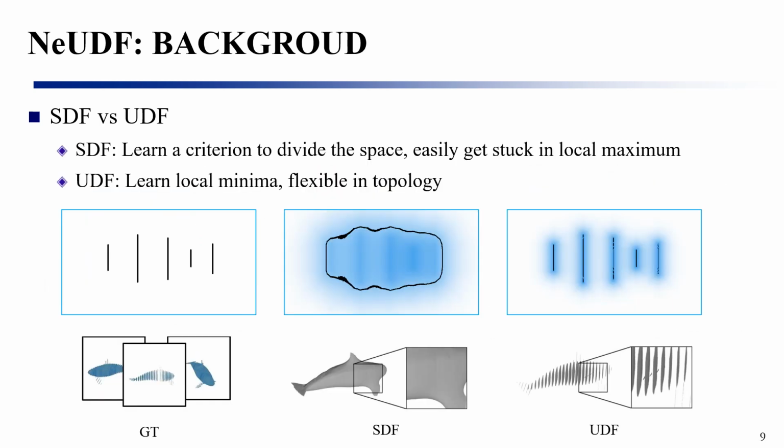In our work, we propose to use UDF as the surface representation. We observe that, instead of learning a criterion to divide the space, which may get stuck in local maximum due to the closed surface prior of SDF, the optimization of UDF is to learn local minimal values, which is flexible in topology.